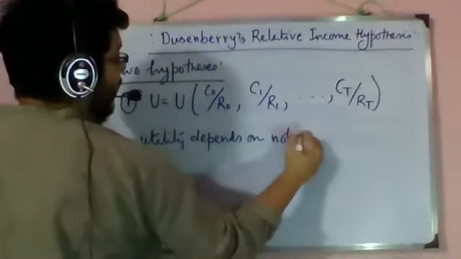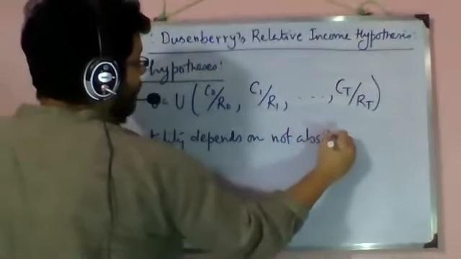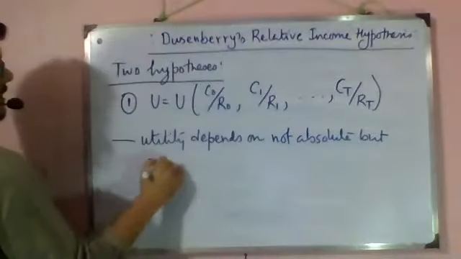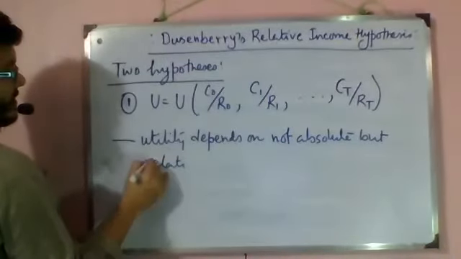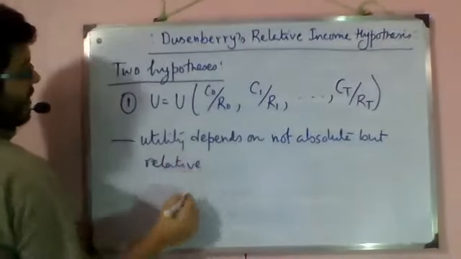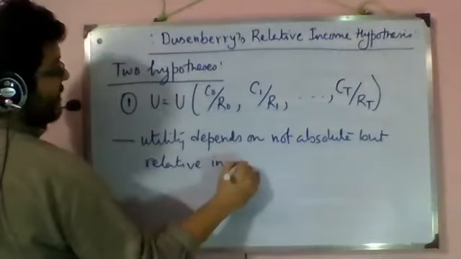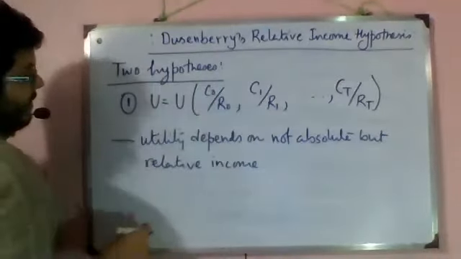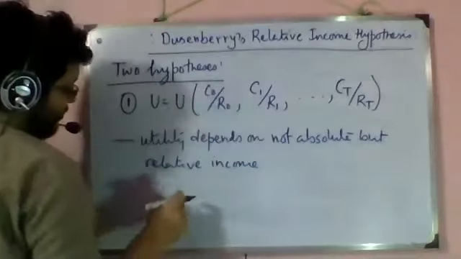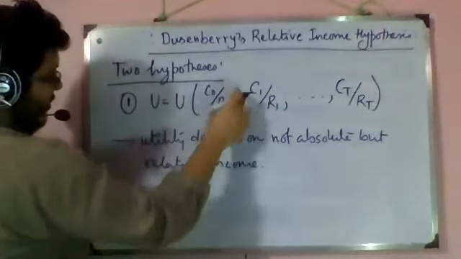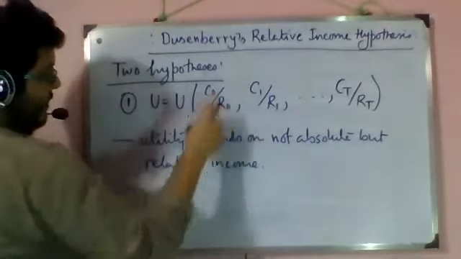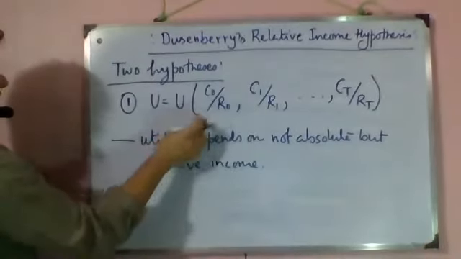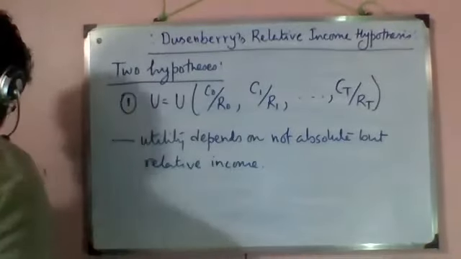not absolute but relative income. So that's why this name, relative income hypothesis, comes. And that's why instead of writing C0, C1 to CT, we have written ratios C0 by R0, C1 by R1, which gives the idea of relative income. So this ratio gives us the idea of relative income.